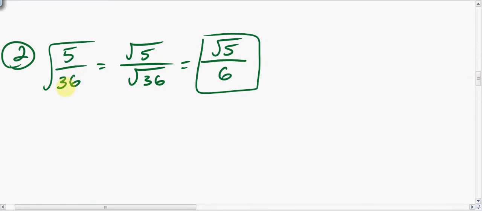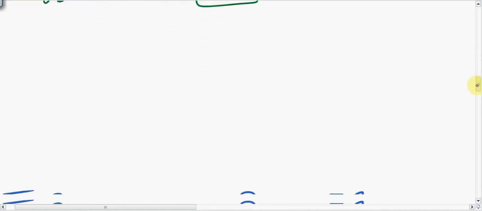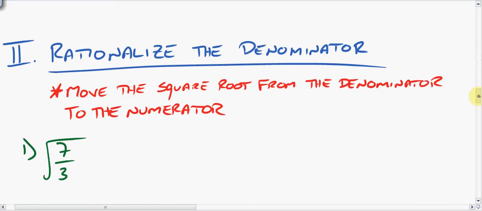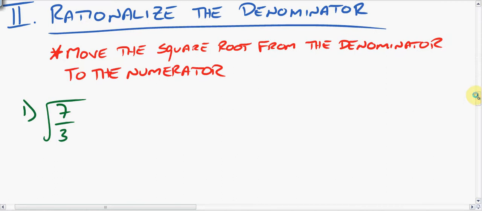Over here we saw 36 was in the denominator. So square root of 5 over square root of 36. 36 is a perfect square. Boom, 6. No more square root in the denominator. But unfortunately, not every number is a perfect square. So we're going to have to rationalize the denominator sometimes if we want to get the square root out of the denominator. So how do we do that? Well, the first step is essentially the same, where we break this up into two separate square roots. So we've got the square root of 7 over the square root of 3.